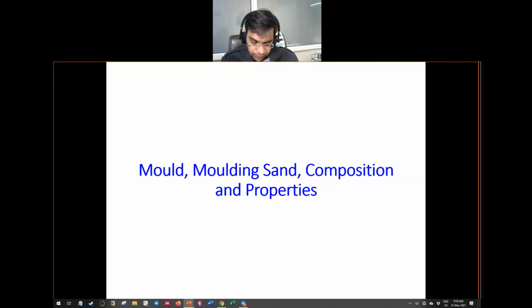We have discussed the sand casting process in more detail, elaborating the different parts that are used in sand casting. Then we have discussed the different types of allowances which are provided on the pattern or during creating the cavity. So today we will discuss what molding is, what molding sand is, and its composition and properties.